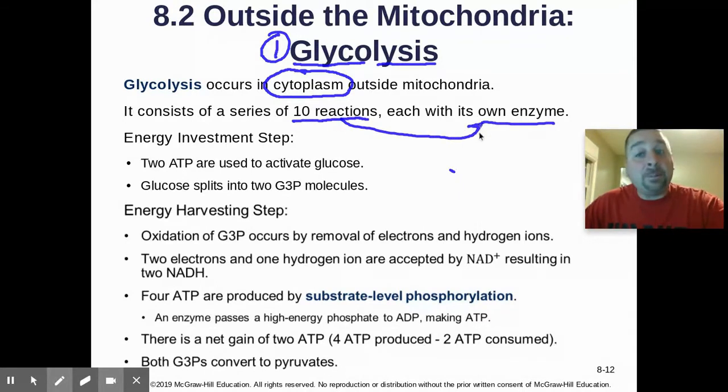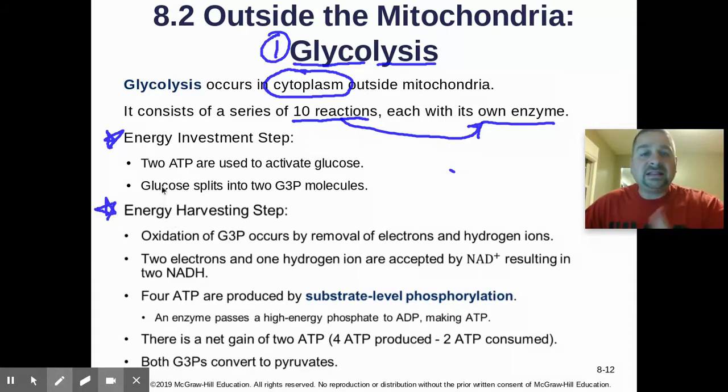If you want me to break out that old biochemistry book from college, I can show you each of the steps and all the enzymes. We will not get that in depth, however. It's important to note that there's an energy investment step and an energy harvesting step.